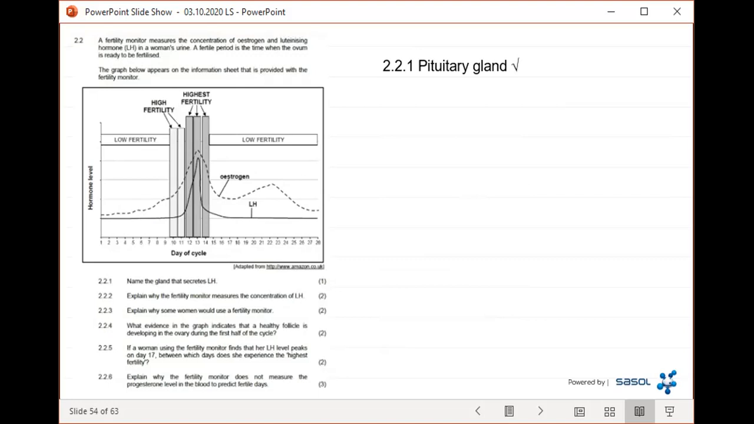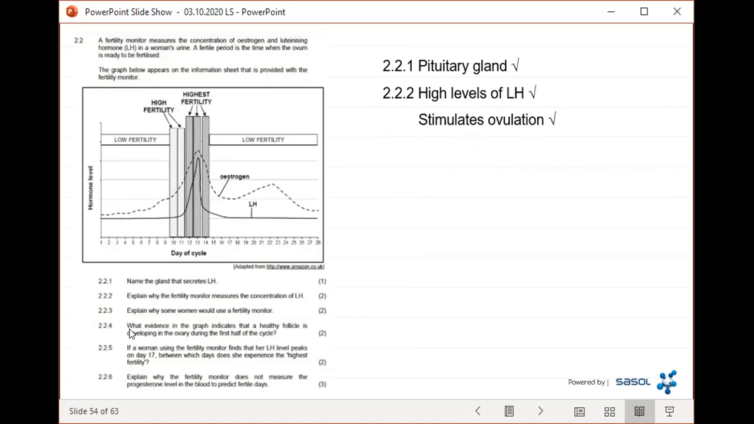What is the function of the luteinizing hormone? Know that high levels of LH stimulate ovulation, right? So you can already see here that luteinizing hormone is at its peak during highest fertility. So that's 2 marks. Just mentioning that high levels of luteinizing hormone stimulate ovulation, then you would get your 2 marks.